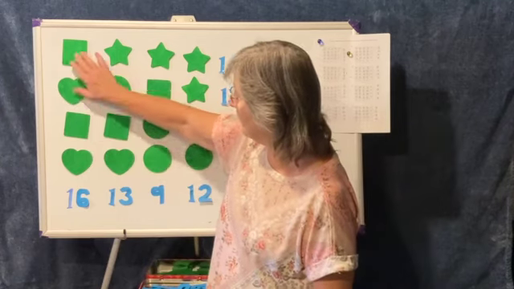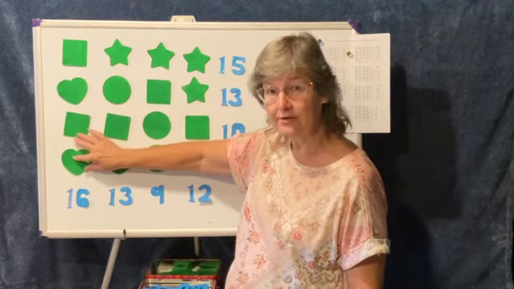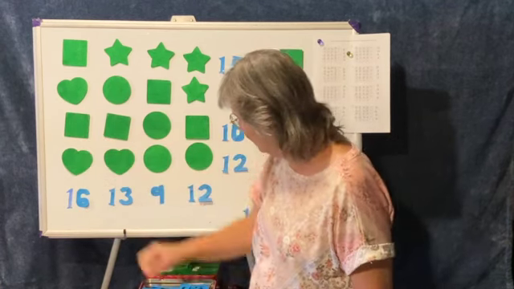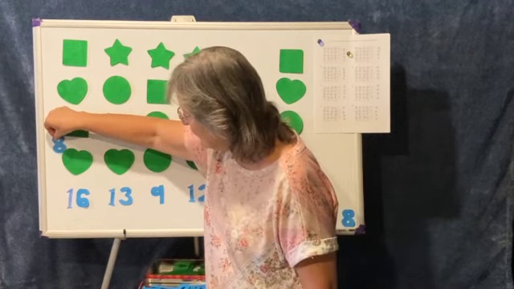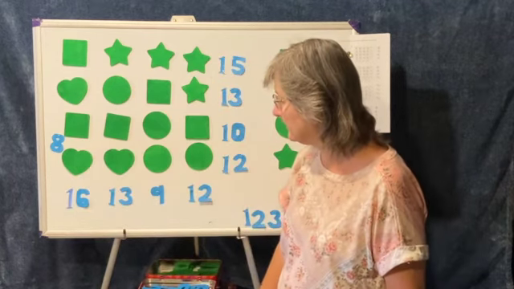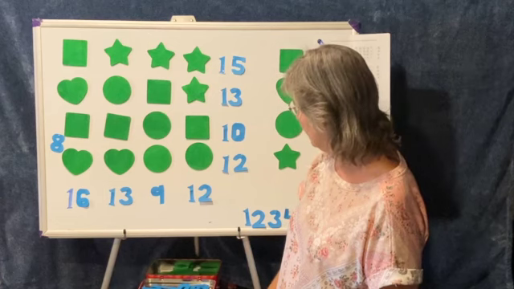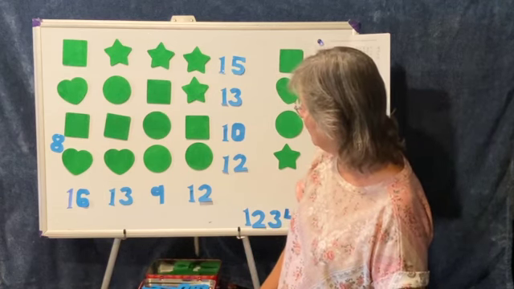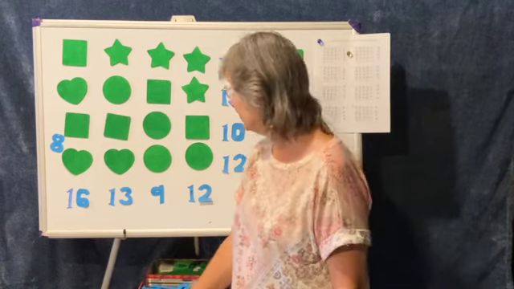Do we see a pair? I see a pair right over here, a square and a heart, and a square and a heart. And the 4 of them make 16, so 2 of them are going to be 8. Let's put an 8 right here between them to remind us. A square and a heart is going to equal 8. Does that help us anywhere? No. And are there any other pairs? I don't see any. Do you?